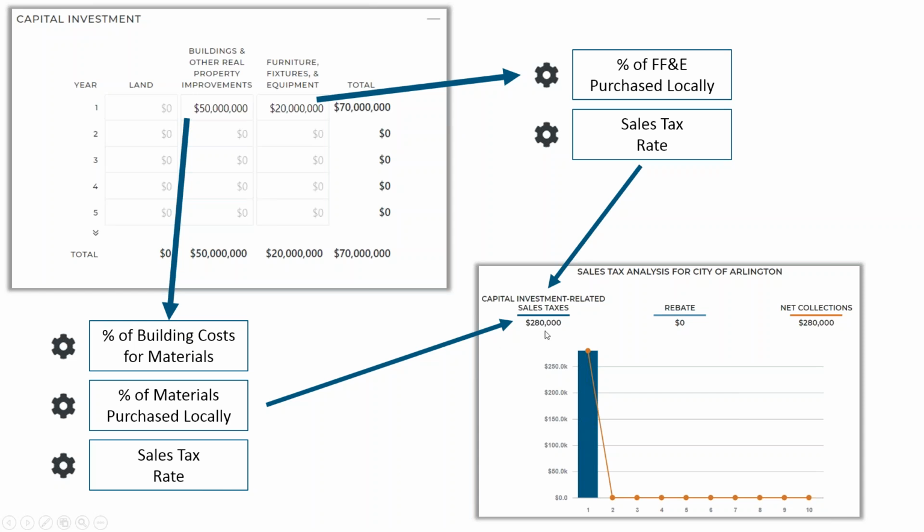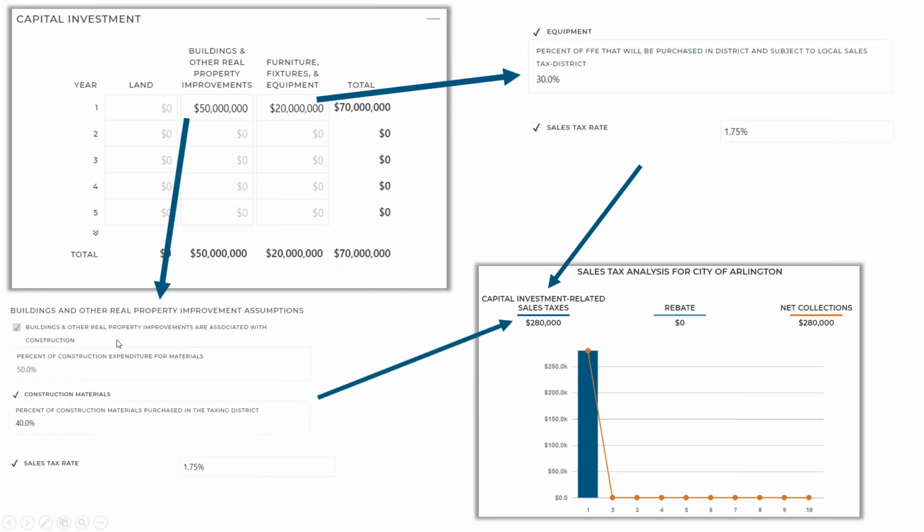Now the other thing, the 280,000 in this case isn't all related to the building. A portion of the 280 is actually related to the FF&E, the sales taxes collected on the FF&E purchases. So again, we've got a couple of different parameters at play here. We've got a percent of FF&E that will be purchased within the city of Arlington, and then we've got that tax rate, and that's going to help us get to that $280,000. So again, you have the ability to adjust these parameters when you get into the model. We can see what they look like in the actual model.